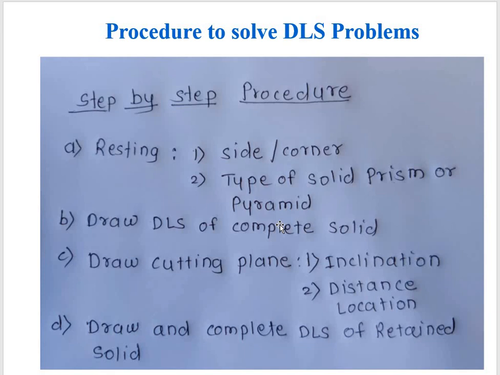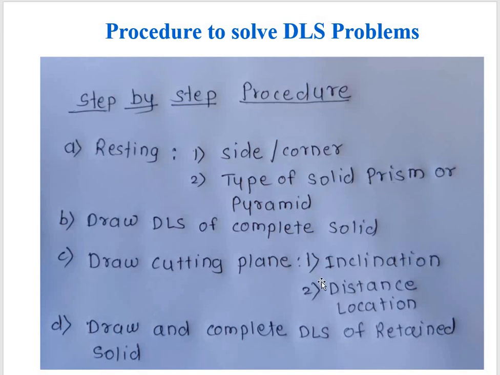Okay, so here I have written the step by step procedure to solve the DLS problem. The first is the resting: you have to first see what is the resting condition of a particular solid, whether the solid is resting on a side or a corner, and what type of solid it is, either a prism or a pyramid. After that you have to draw the DLS of the complete solid. And the third step is to draw the cutting plane.